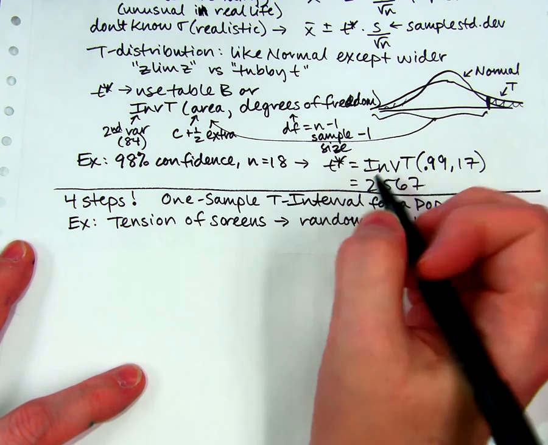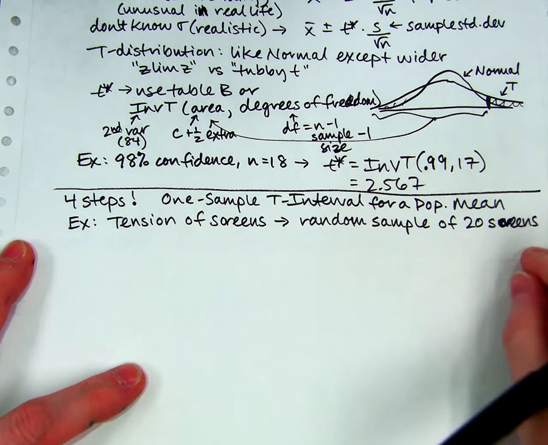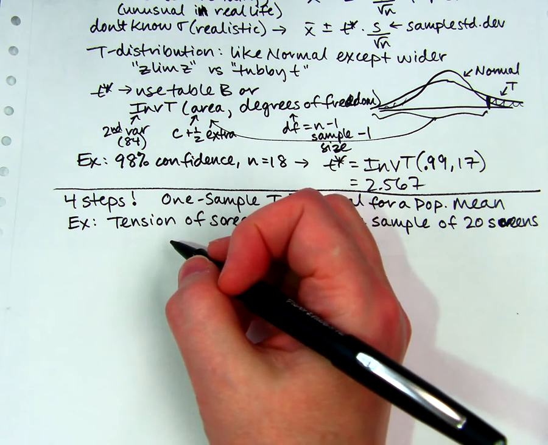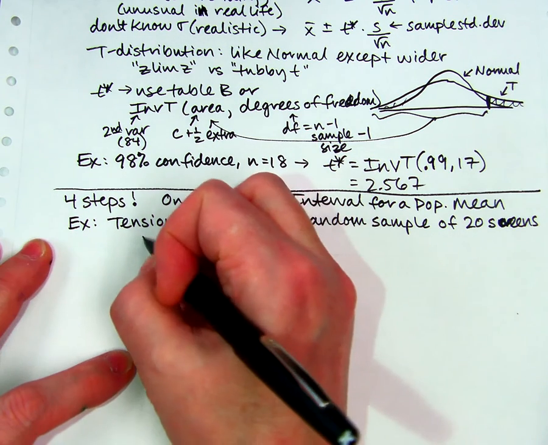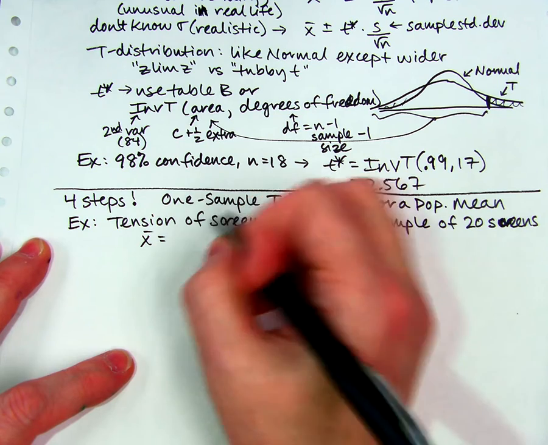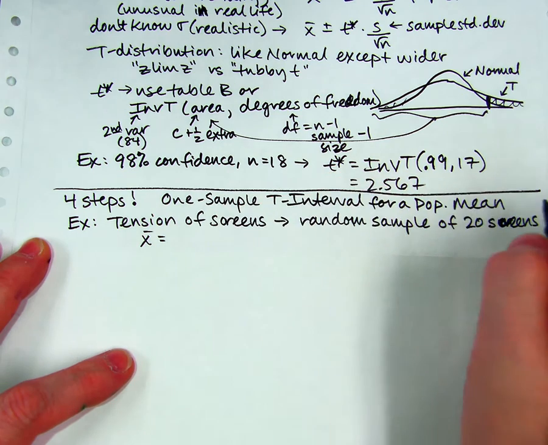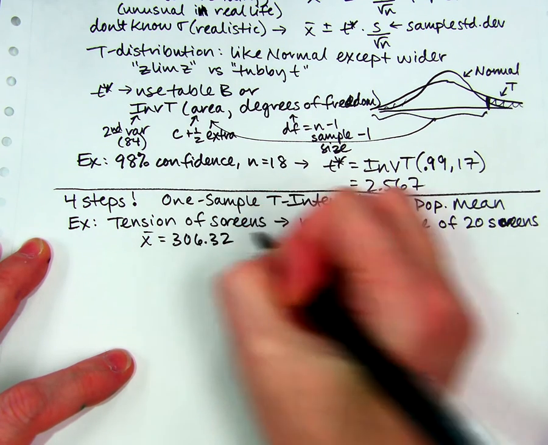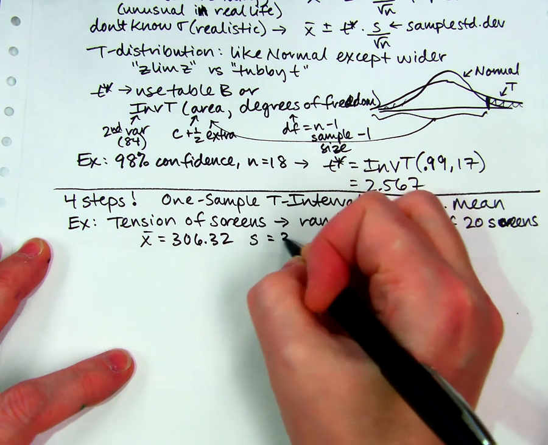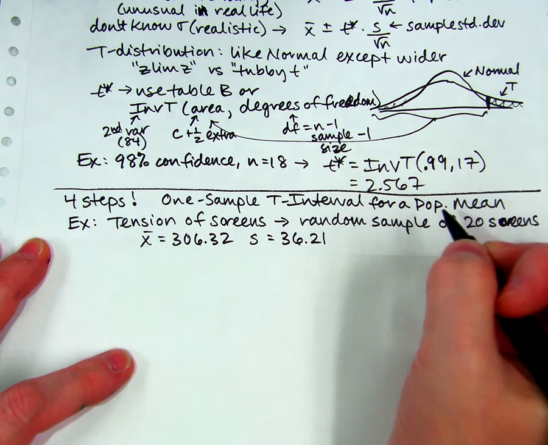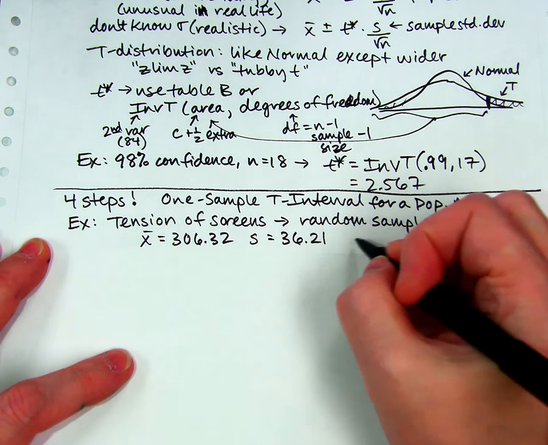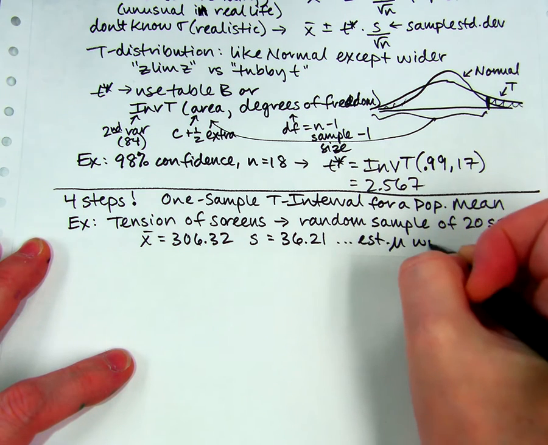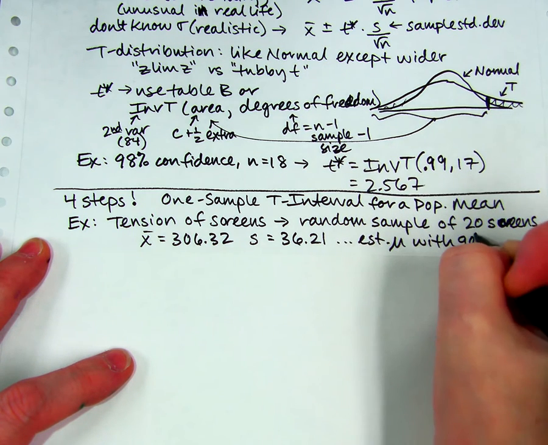And we're going to say 20 screens in our sample. They're sometimes going to give you a whole list of data. On this one, I'll probably do that one next week on 8.3c. But for this one, I'm just going to give you X bar. The mean tension of our 20 screens is 306.32. The standard deviation of our 20 screens is 36.21. And we're going to estimate mu with 90% confidence.